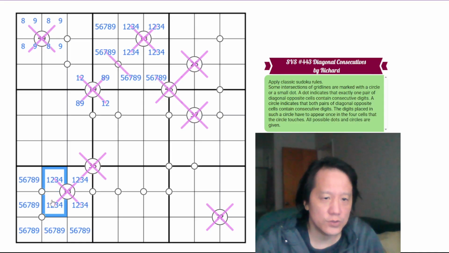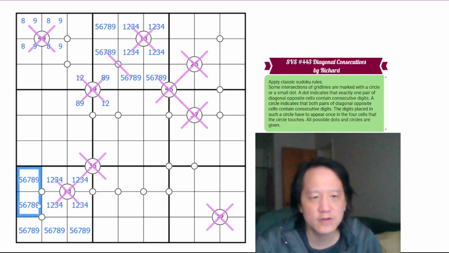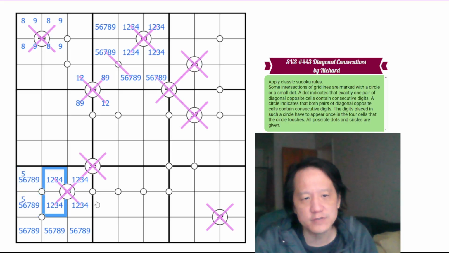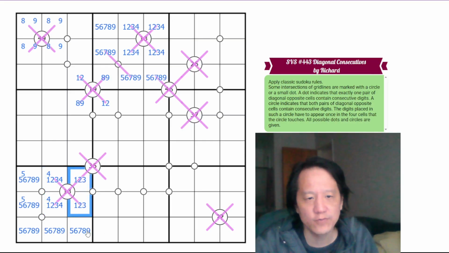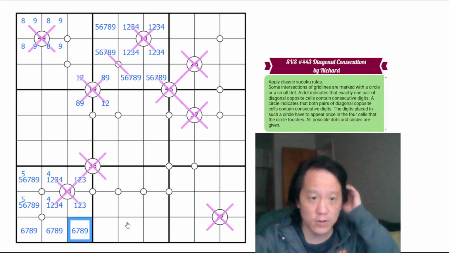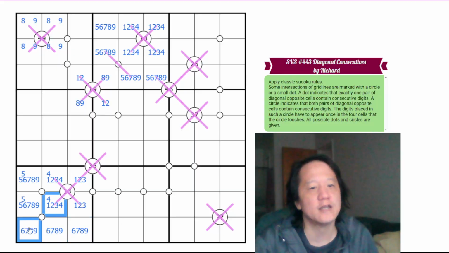These two, out of these, one of these has to be guaranteed. So it must be 4 with 5. So we know one of these is 4 and one of these is 5 to be consecutive. So this is guaranteed to be 5. This is guaranteed to be 4. So this cannot be 4 here. This cannot be 5 here. So these digits can never be guaranteed.